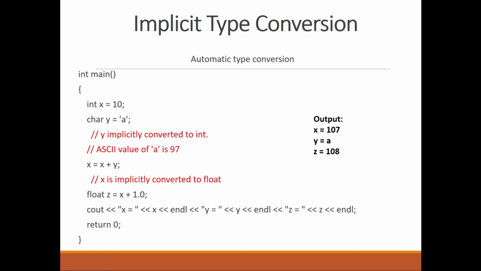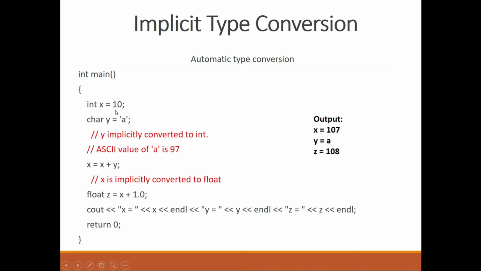If a teacher says you have to submit it within 5 o'clock, the student submits it before 5 o'clock. That is implicit. You call it automatic type conversion. We'll see a few examples like that here.